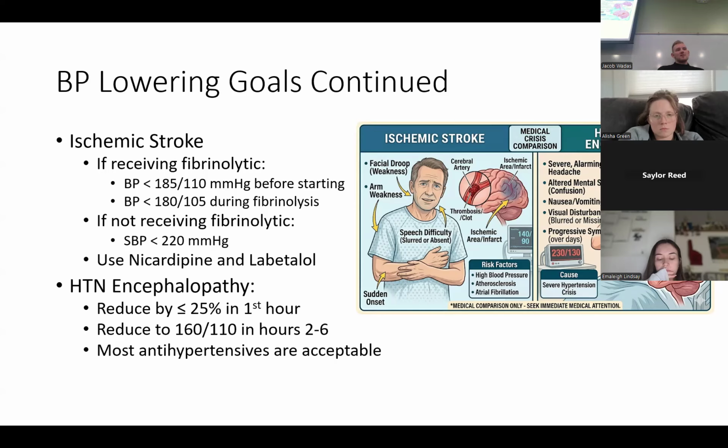For hypertensive encephalopathy, our goal is to reduce by less than or equal to 25% in the first hour, and then reduce to 160 over 110 in hours 2 through 6. In this condition, most antihypertensives are acceptable.